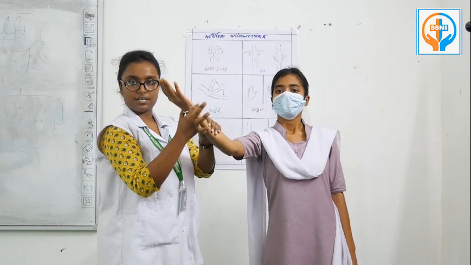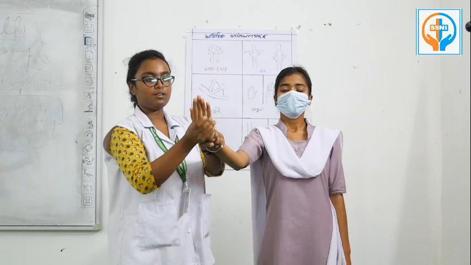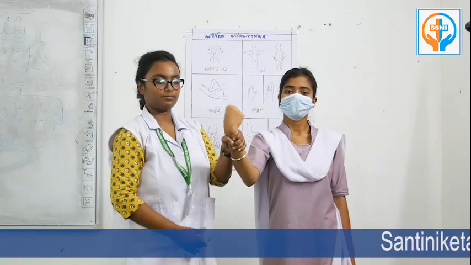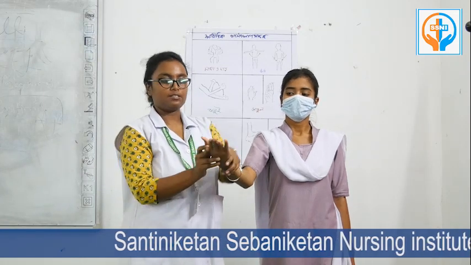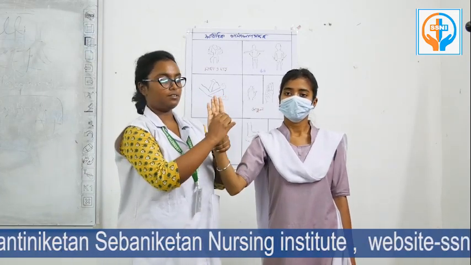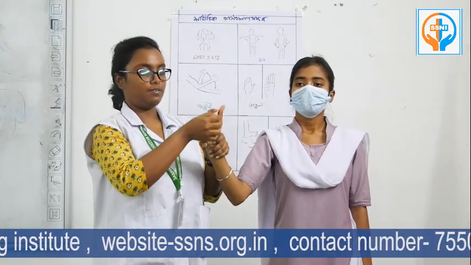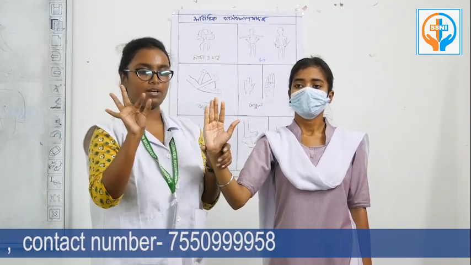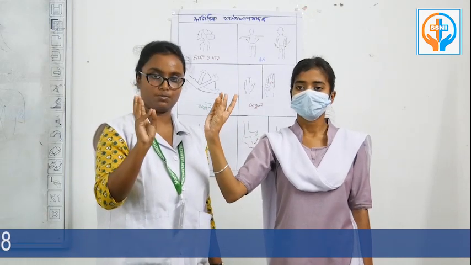Next is wrist. Here flexion, extension, hyperextension. Then rotation of the wrist. Next is thumb and fingers. This is flexion, extension. Then fingers. Flexion, extension. And opposition of the hand. Opposition of the fingers.